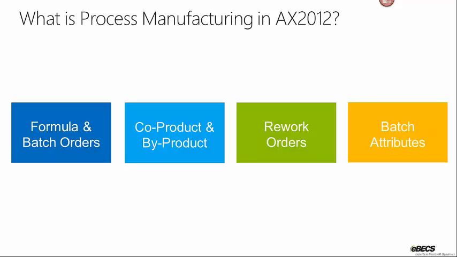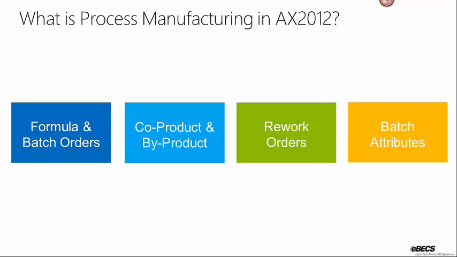Another unique feature is the co-product and byproduct. These are things that you attach to a formula. A co-product is a valuable output of the production process. You may produce your main product, but out of that you may get something else that you can actually sell or put back in inventory. And then we also have byproducts, something like scrap. You may produce your finished good product, and you may have something you need to dispose of, and you want to pick up the cost of that disposal.